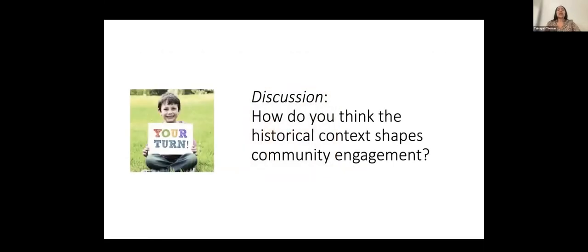Discussion. Based off this conversation that we've had and even what Lisa just shared, does anyone have any thoughts about how you think the historical context shapes community engagement, or anything that you've noticed or heard of and how that may influence community engagement or even how you think about community engagement?